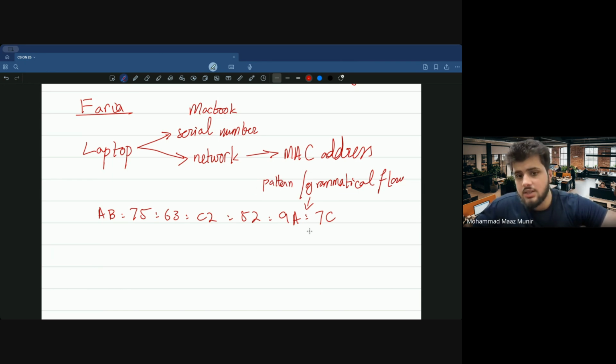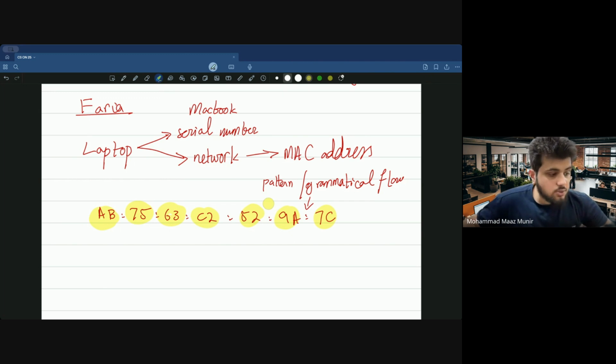So we have these colons. Ignore that. Look at these numbers: AB, 75, 63, C2, 52, 9A, 7C. All of this is basically your MAC address. Now your mobile phone has a MAC address too.